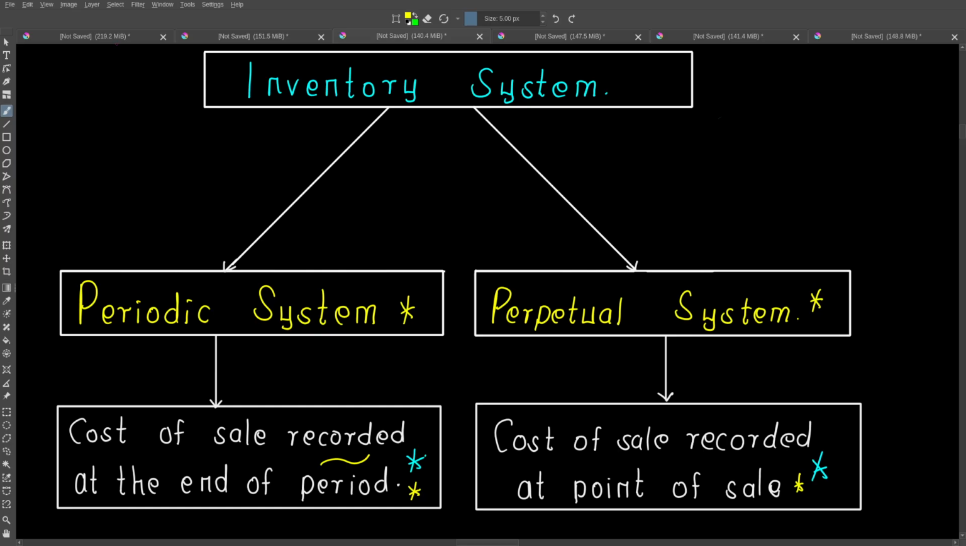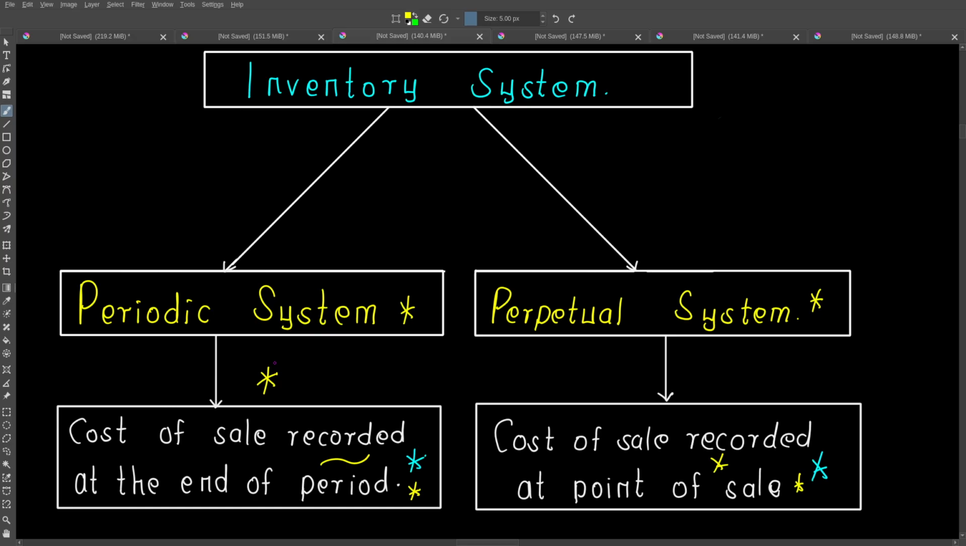And for the perpetual system, we basically record at the particular point that you sold. That is where you are going to see a journal entry to debit the cost of sale account and to credit inventory, that is, to reduce the inventory that we've sold. But now I want us to look at the periodic system. We have tackled the perpetual system in another video. You can just check it out.